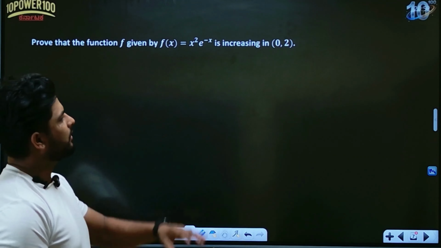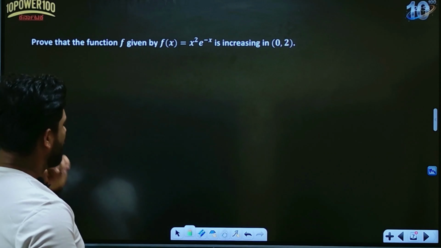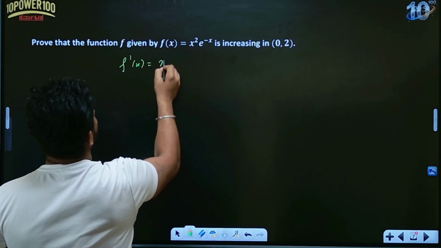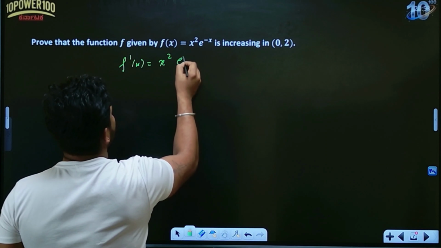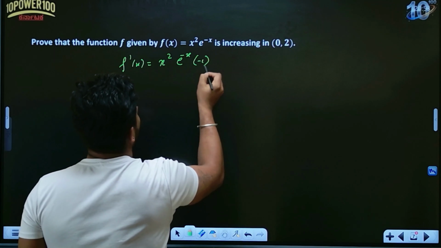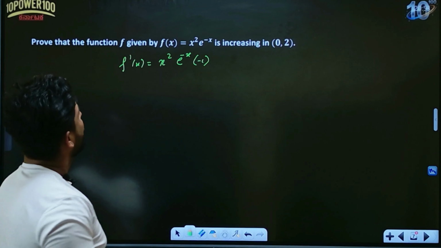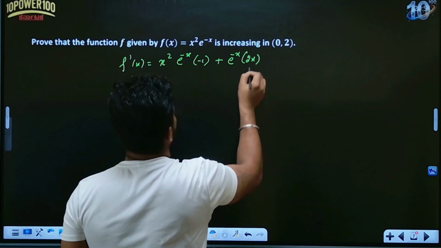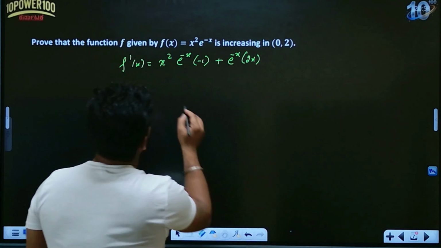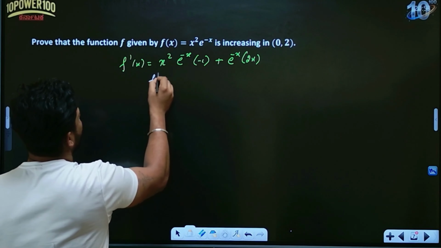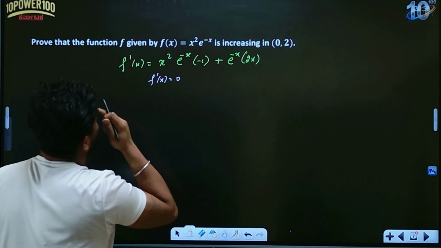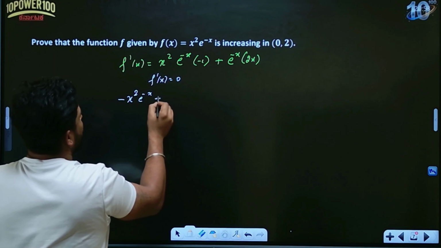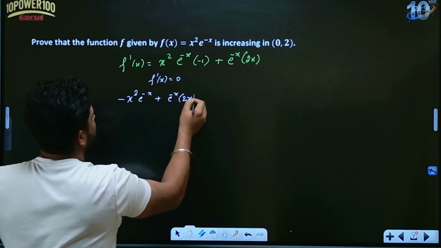This sum is also in your model paper, a simple one. Let's take f dash of x, but while finding f dash of x, be careful, we must apply the product rule. Keep x square as it is. The differentiation of e to the power minus x is e to the power minus x into minus 1, children, because differentiation of minus x is minus 1. Plus, keep e to the power minus x as it is, and the differentiation of x square is 2x. So now take f dash of x equal to 0. We put here minus x square e to the power minus x plus e to the power minus x into 2x is equal to 0.